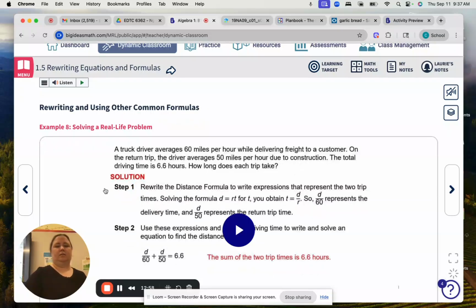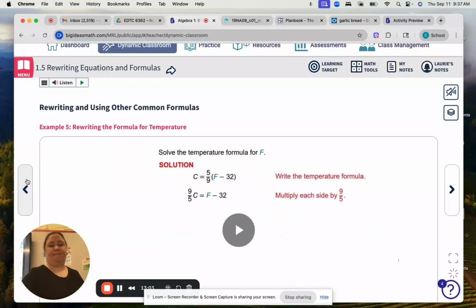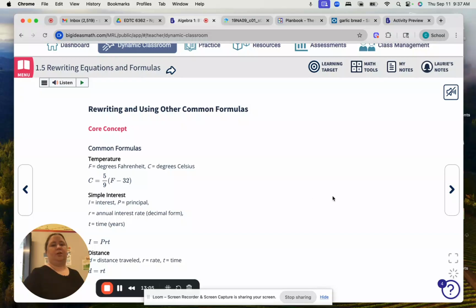So yeah, go straight to the common formulas. Write that in your journal. You'll have to finish the monitoring progress on your own time. We have a lot of examples to get through. Just write these 3 formulas. You don't have to write everything. Just put temperature and then the formula, and then interest and then the formula, and distance and then the formula. That's plenty. Wait, see, Celsius? Yep.